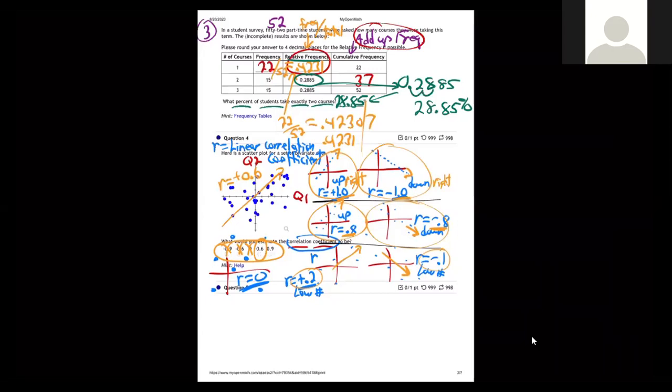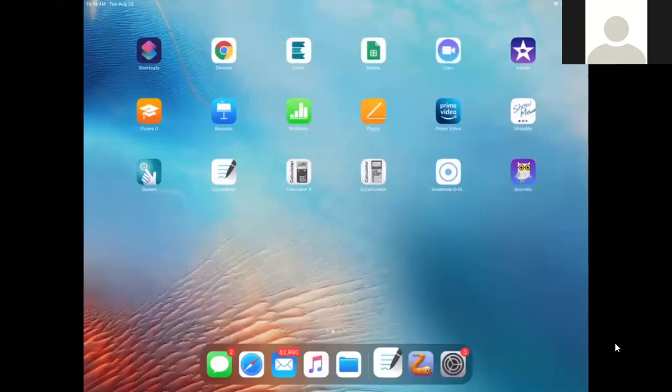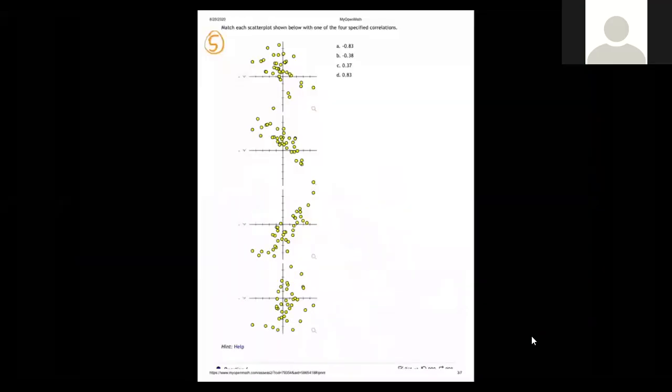So I'm going to go on to question number 5. Let me refresh the screen there. There we go. Question 5. Match each scatter plot below with one of the 4 graphs. Okay, so we're going to try to match these up. Let's give it a go. I'm going to try to put some lines through the data.